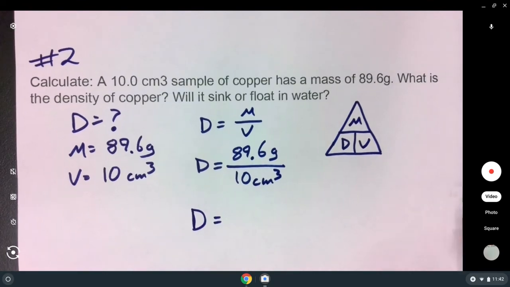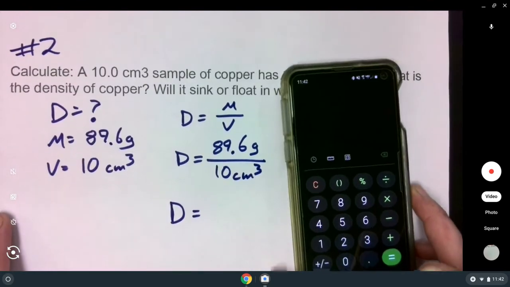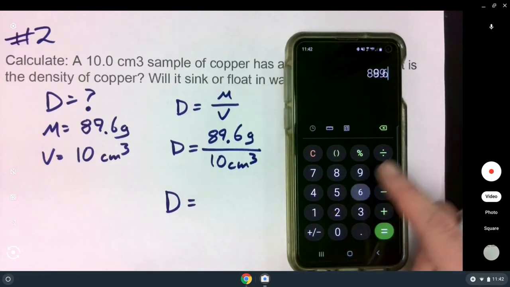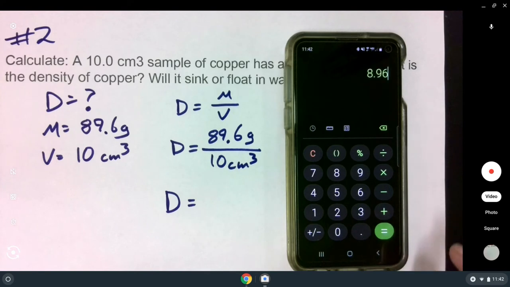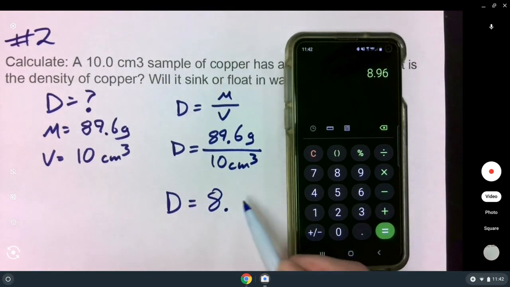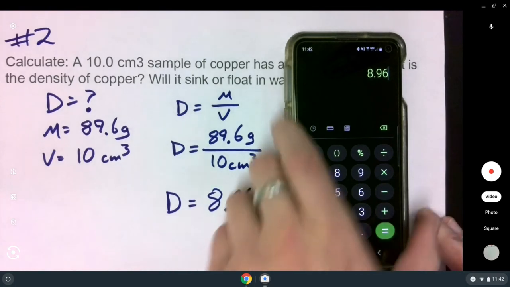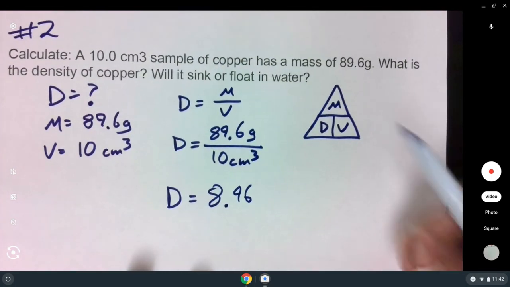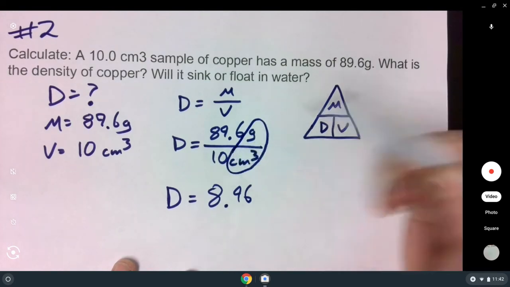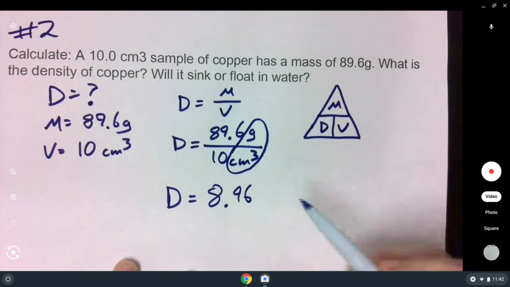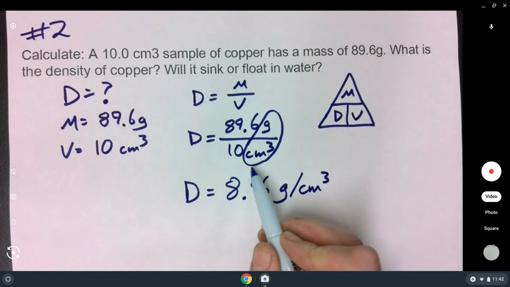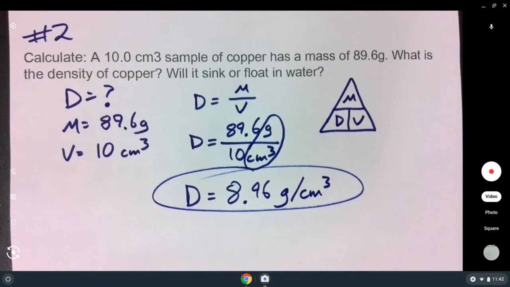So let's grab our calculator. We've got 89.6 divided by 10 is 8.96. And then we need to find out what our unit is. We've got grams over centimeters cubed up here. So that's our unit, grams over centimeters cubed, or grams per centimeter cubed. Okay, there's a final answer.